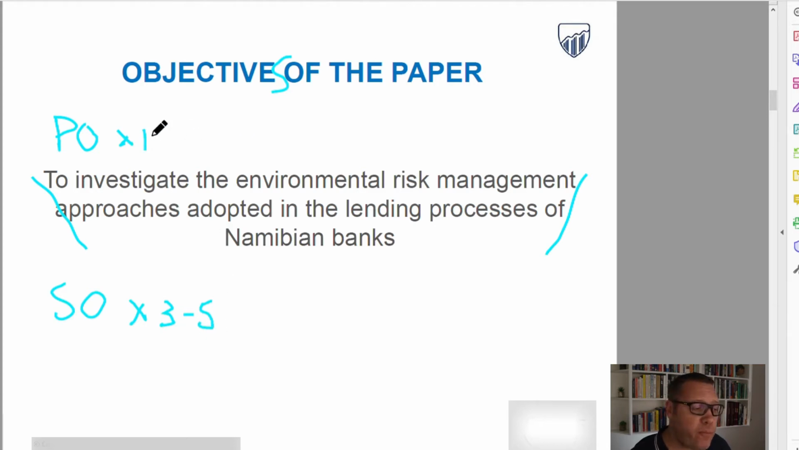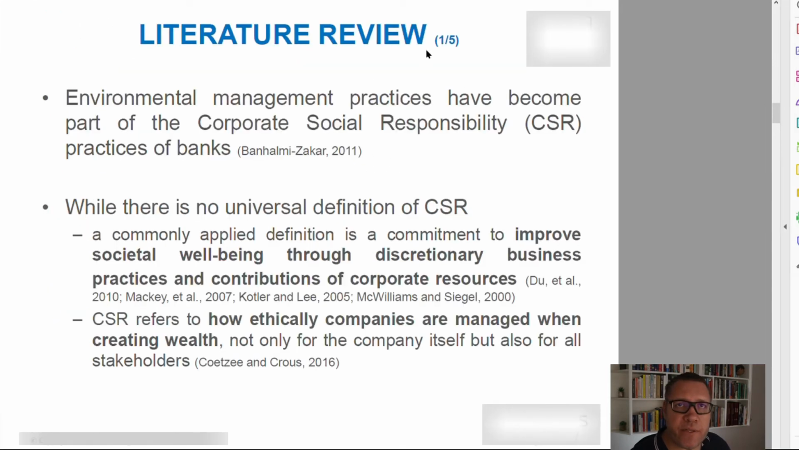Remember also that your primary objective should be aligned to the title of your presentation and the study itself. So the primary objective here is to investigate the environmental risk management approaches adopted in the lending processes of Namibian banks. I then get to the literature review.